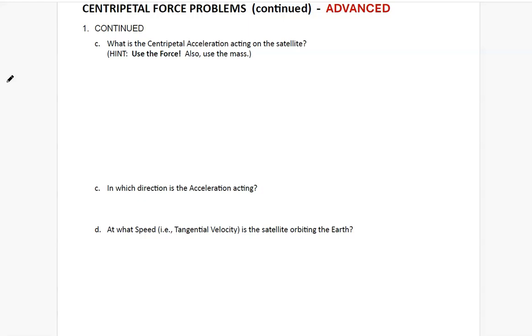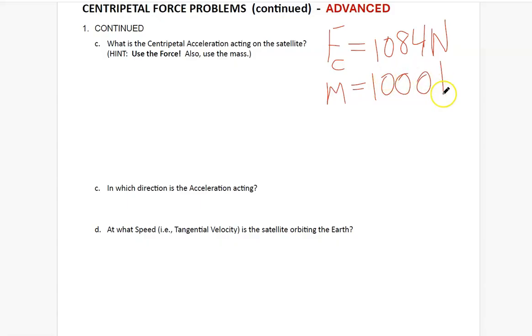Part C says, what is the centripetal acceleration on the satellite? Well, we've just determined the centripetal force on the satellite. Centripetal force is 1,084 newtons. And we know the mass of the satellite is 1,000 kilograms. We're now asked to determine the centripetal acceleration.